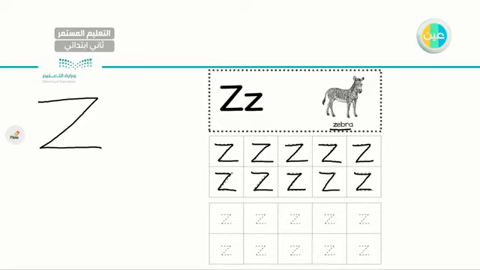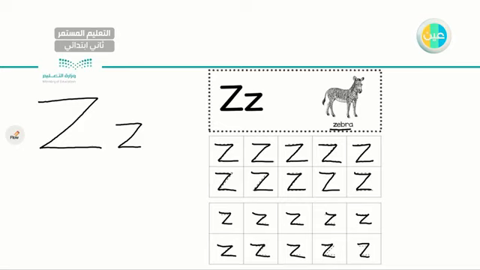Very good. Now I will write the small one. It's exactly the same, but make sure you have it between the lines. The exact same shape, just smaller. Z, zebra. Very good. Now, let's go to the next slide.